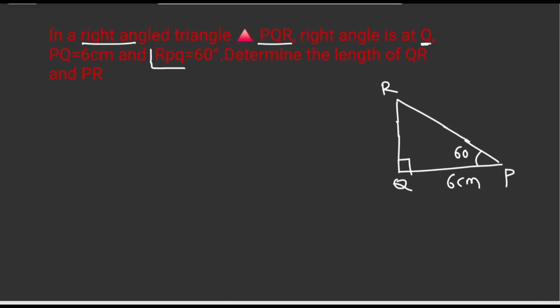In the given problem, we are having the right angle triangle PQR. So PQR is a right angle triangle, right angle at Q, and angle RPQ at P we are having 60 degrees. So we have to find the lengths QR and PR.